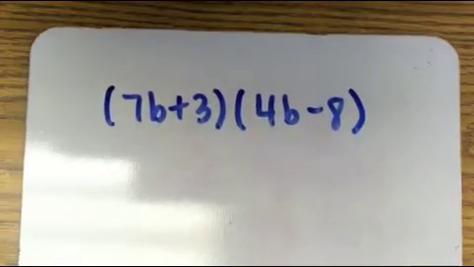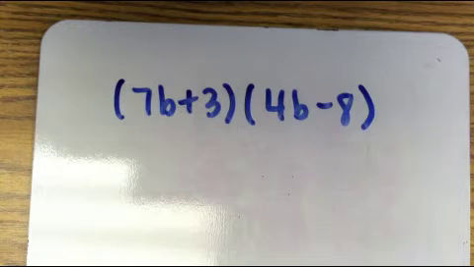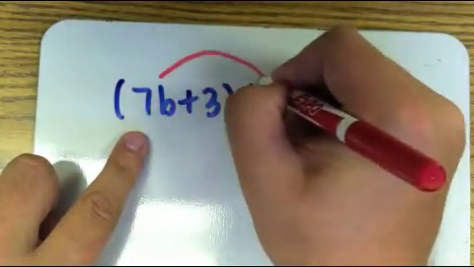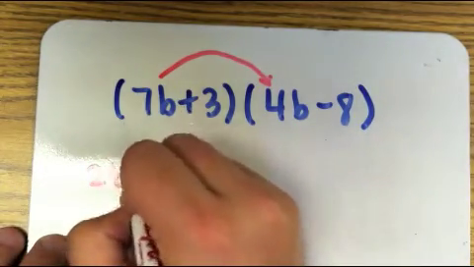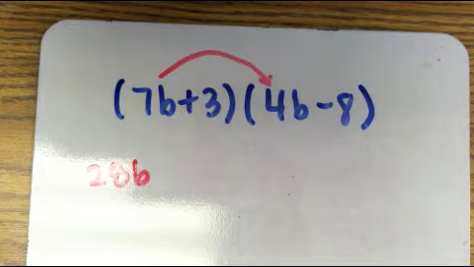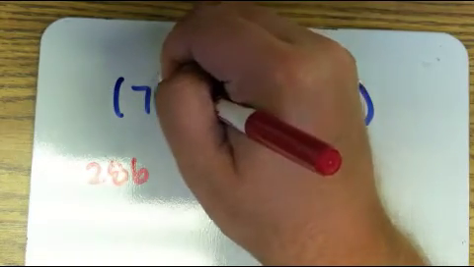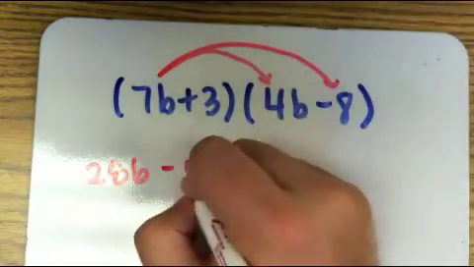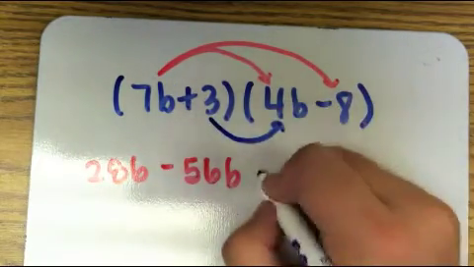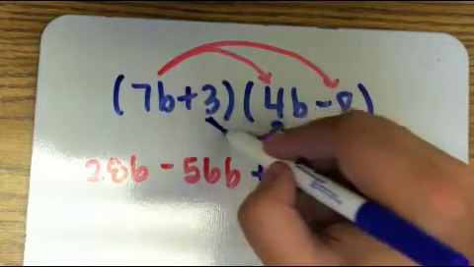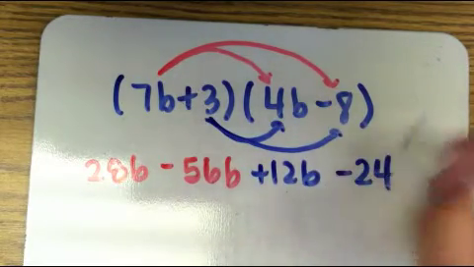This is the most common mistake I see that I do not want you to make. And it's actually the first multiplication, believe it or not. This 7b and 4b, a crucial mistake that students will make, they will say that this is 28b. Why is that wrong? Because it should have been b squared. But I'm still going to continue the problem and show you the mistake. Continue your multiplication, 7b times this gives you negative 56b. Then 3 times this gives you 12b. And then 3 times a negative 8 is a negative 24.